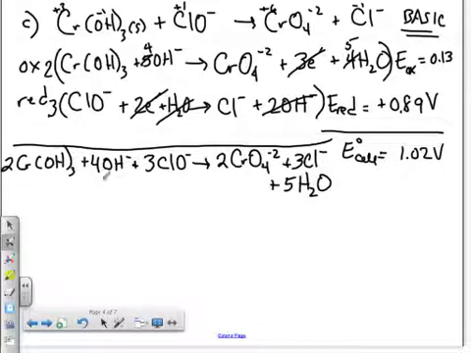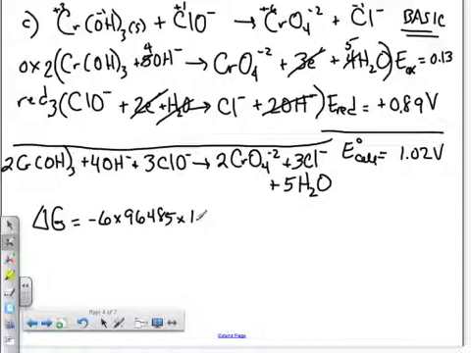Now, the first thing we're going to do is calculate our delta G. And you almost have to do the 2 half reactions in order to see that n is 6. This is a 6 electron change times Faraday's constant times our EMF. Okay, multiplying those 3, we end up with a negative 5.90 times 10 to the 5th joules.